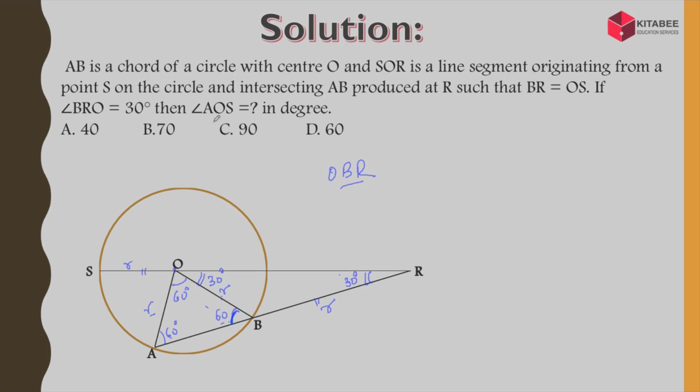Now what we have to find? We have to find out the measure of angle AOS. We have to calculate what is this angle. Now this is 30, this is 60, and this being a straight line, this angle should be equal to 90 degrees, right? A line makes an angle of 180 degrees. So this is 30, this is 60. So this remaining angle would be equal to 90 degrees, and so we can say option number C is correct. So the right answer to this problem would be option number C, which is 90 degrees, right?